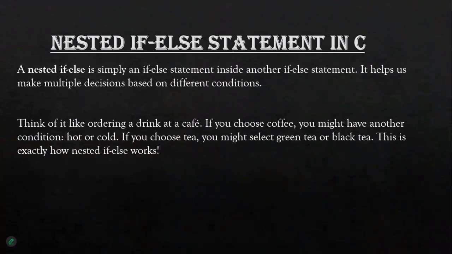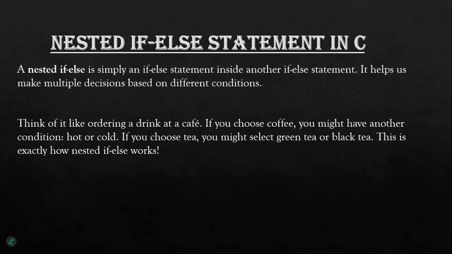Nested if-else statement in C. A nested if-else is simply an if-else statement inside another if-else statement. It helps us to make multiple decisions based on different conditions. That's why it is called nested, because this if-else statement is inside another if-else statement. So if there are multiple decisions and multiple conditions, then nested if-else will help us.